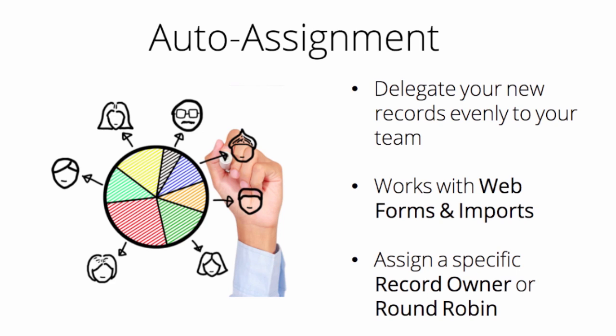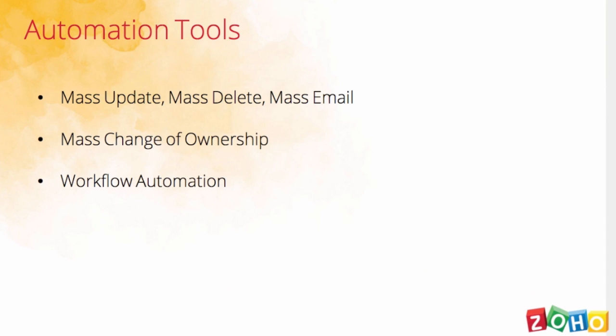So auto assignment also works with importing a spreadsheet of data. So if you have a list of leads that maybe you received from a trade show or something and you want to upload that into your CRM, you can do that, and you can automatically assign those leads, again, round robin style or to a specific person. Just a few automation tools I'm going to touch on here when we jump into our demo.